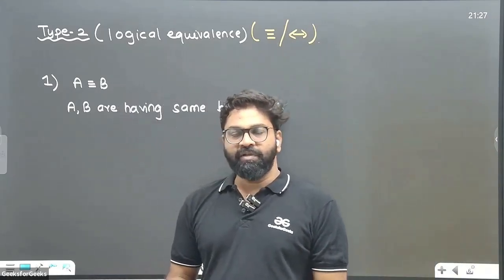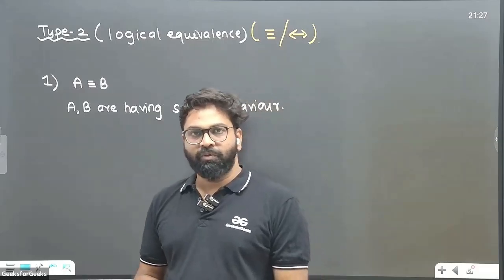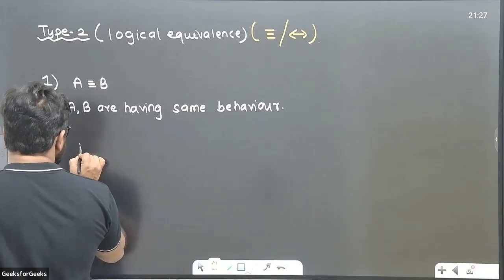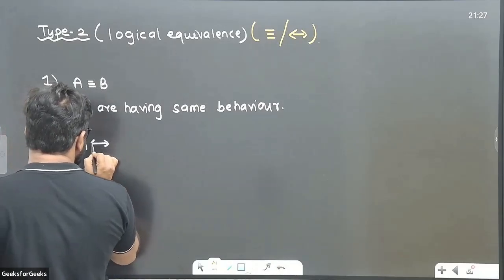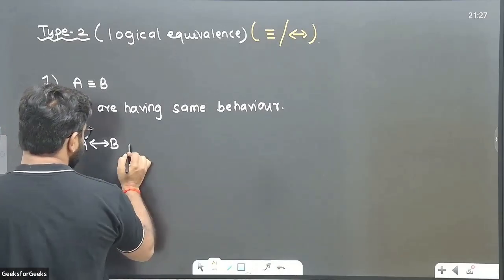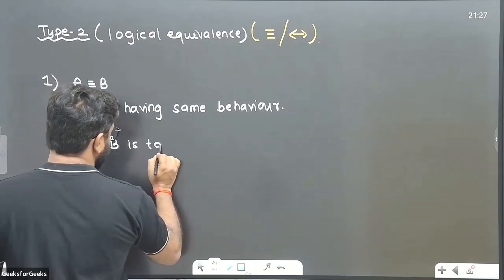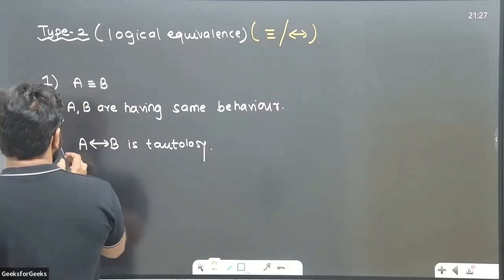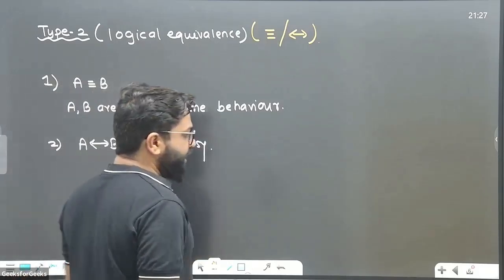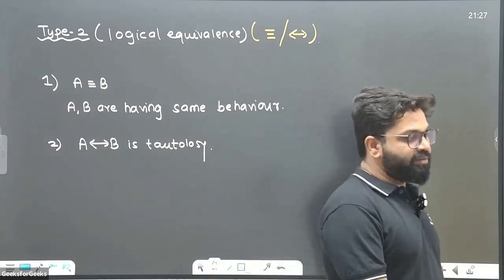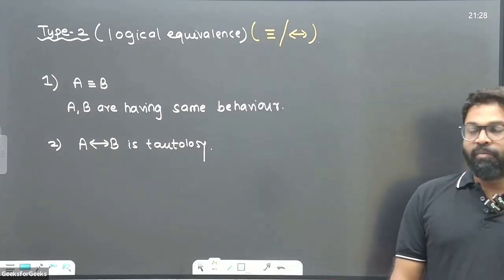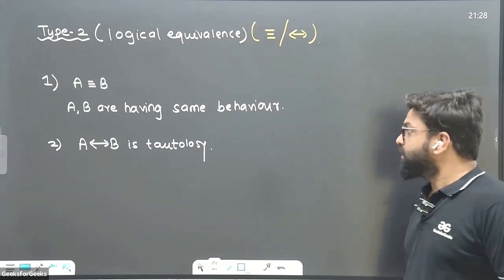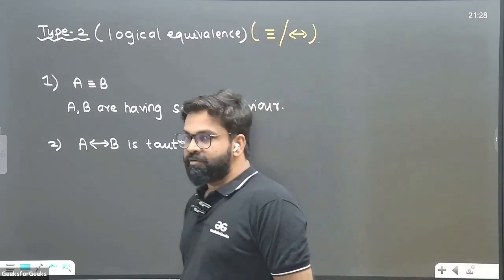What is the meaning of it? That means A can be true and B can also be true. Suppose A is false, B is also false. Another way of saying that: A is logically equivalent to B if A double implication B is a tautology. Then we can say that this is point number 2. Point number 1 is basically the same as point number 2. You have to remember this point. Point number 1 says that A is logically equivalent to B, where A and B have the same behavior.